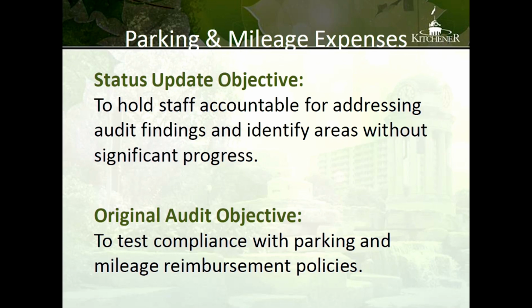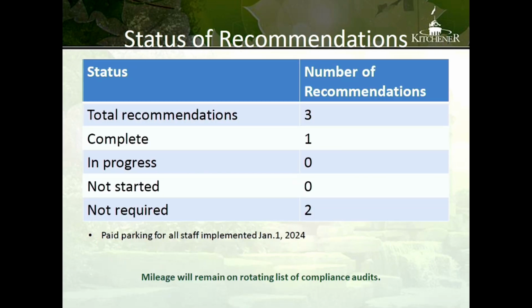So the objective of this audit was to test for compliance with the city's parking and mileage reimbursement policies. The results of the original audit showed a few minor errors in mileage and parking claims that can be rectified with additional education of staff and management, and therefore there were only 3 recommendations at that time.